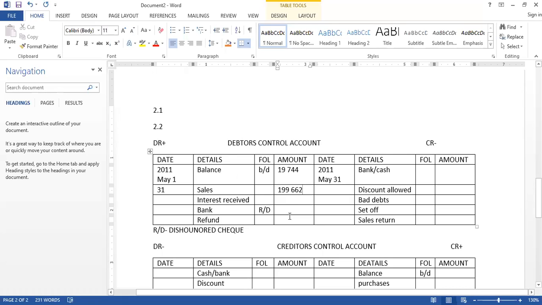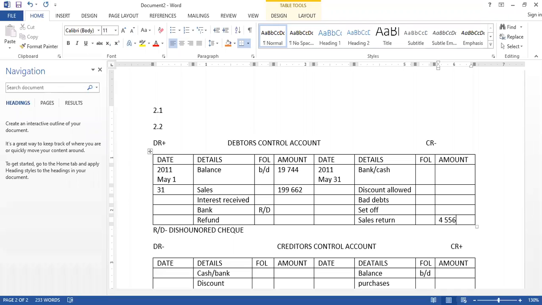The purchases journal will go in our creditors control account. And then we have the sales returns journal. The sales returns journal will go in our debtors control account. We have sales returns here, obviously on the credit side. So our sales returns is 4,556.